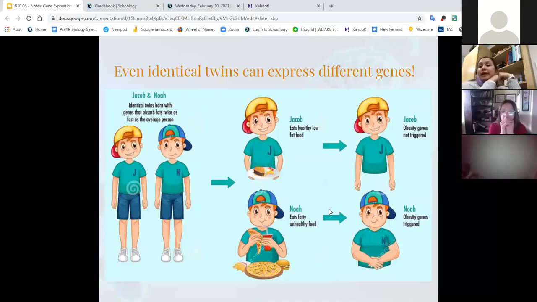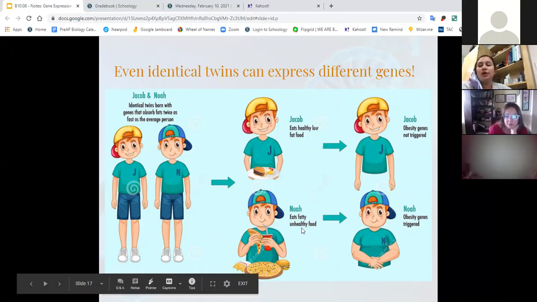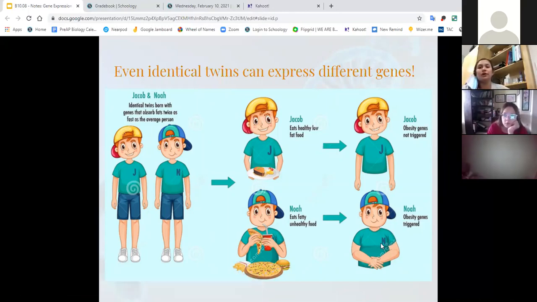Even identical twins can express different genes. So I said before, if you're an identical twin, you have the exact same DNA. But depending on your environmental factors, you and your identical twin can start to look different. This has to do with the foods you eat. Jacob is going to eat healthy food, so his obesity genes are not triggered. However, Noah is going to eat fatty, unhealthy food. Those obesity genes are going to be triggered, and he's going to start to develop more weight. So we have two identical twins that don't look identical anymore because different genes are being expressed.